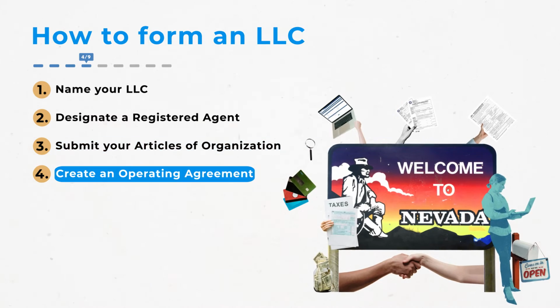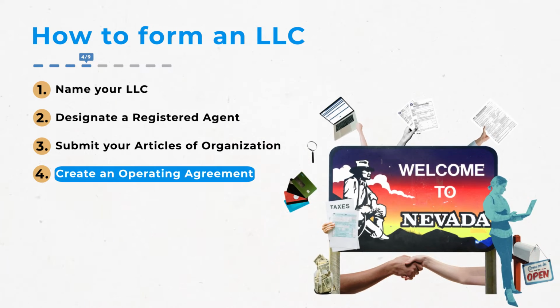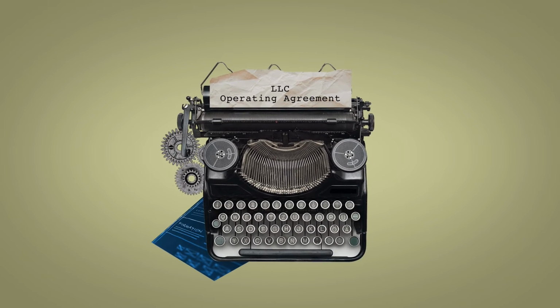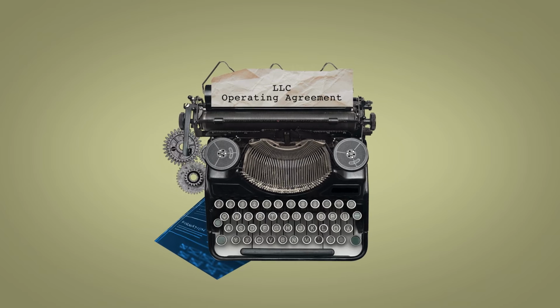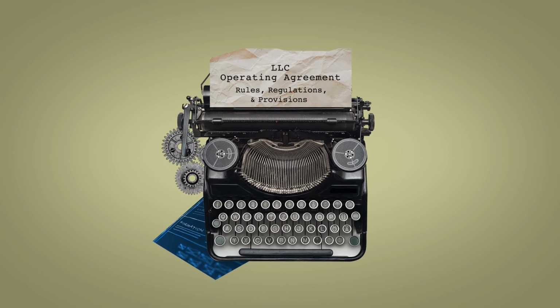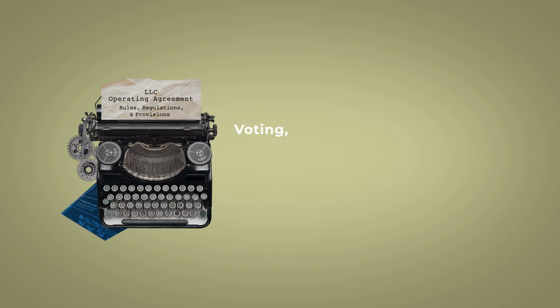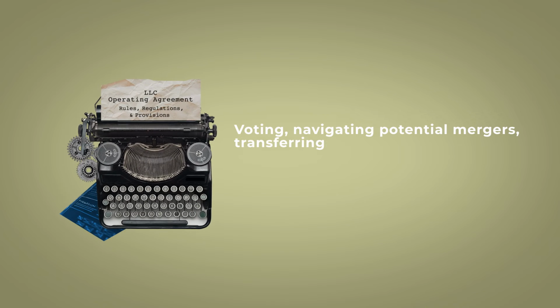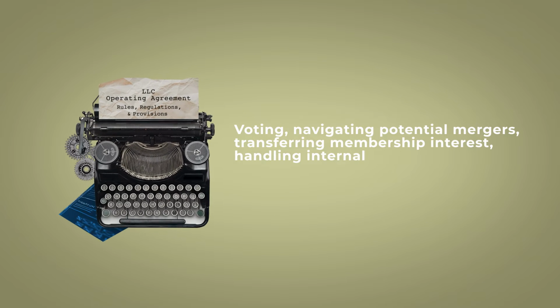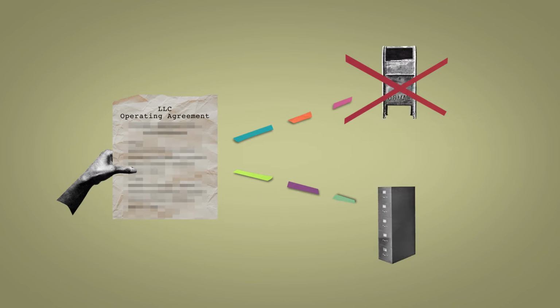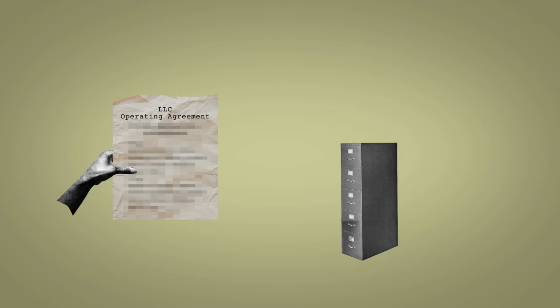What's next? Step 4, creating an operating agreement for your LLC. Your LLC's operating agreement provides all the details for how your LLC will function and contains the rules, regulations, and provisions for voting, navigating potential mergers, transferring membership interest, handling internal disputes, and much more. You won't file your operating agreement with the state. It is an internal document, and Nevada allows operating agreements to be oral or implied.